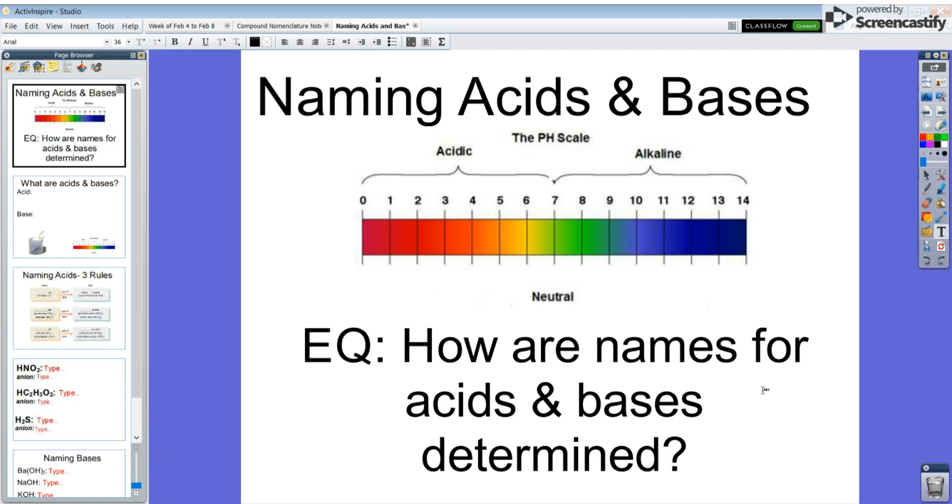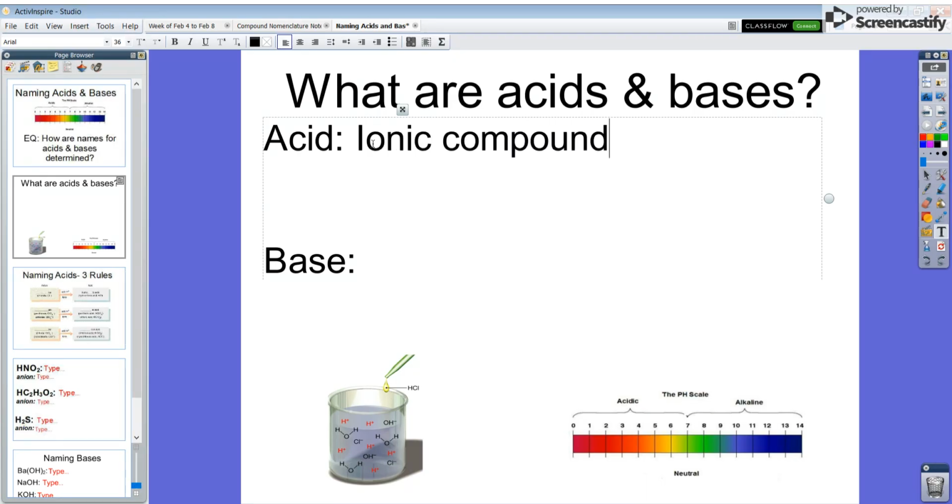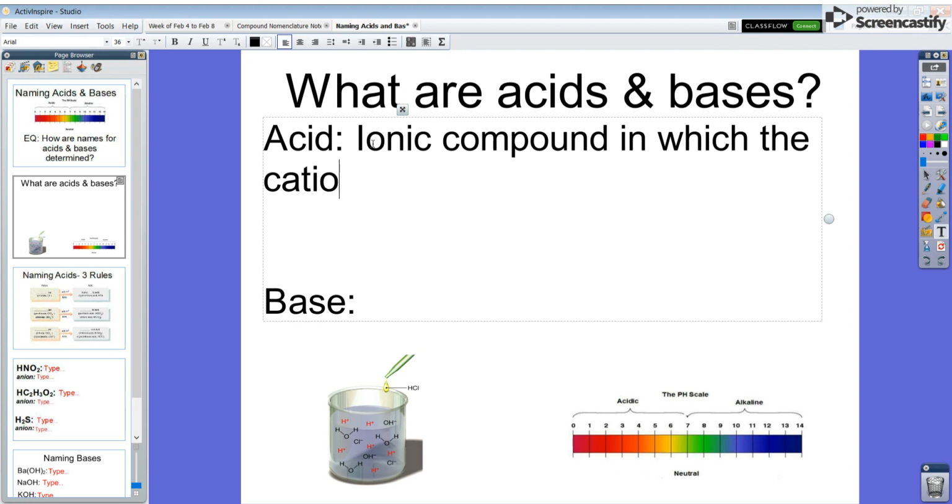I would like to spend the next couple of minutes going over with you how you name compounds known as acids and bases. I'm sure you've heard these terms before, but let's first start by chatting about what exactly is an acid and what exactly is a base. So, for our purposes in 10th grade, an acid is an ionic compound in which the cation is hydrogen, right? H plus. Boom. H plus.